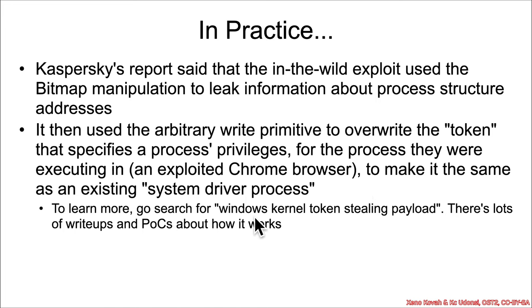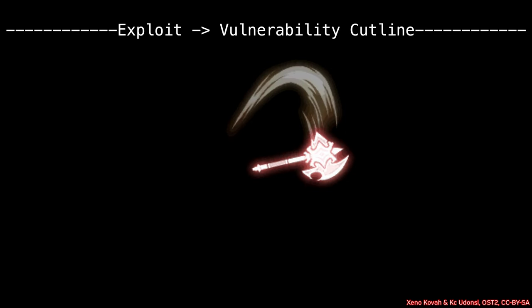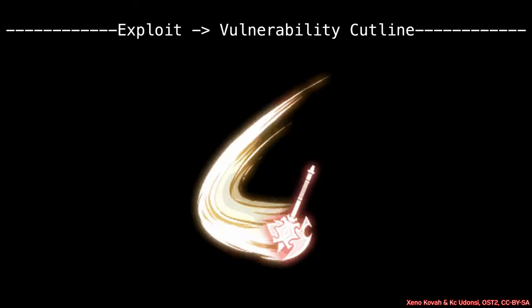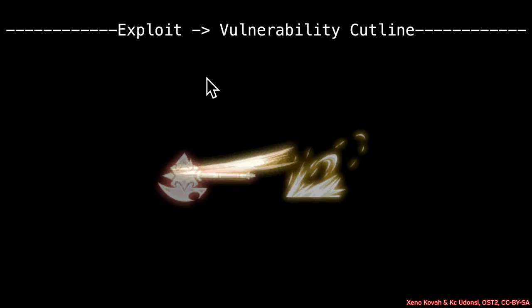And they said in the thing system driver process, but I think we just call it system process normally. So I have some links you can Google for Windows kernel token stealing payload. For exploit payloads, that's typically something that is just plugged into an existing exploit as the final thing you do. But I put some links on the website if you want to just see some quick examples of that. So now, in our completely backwards view of the world, we've covered the exploit.